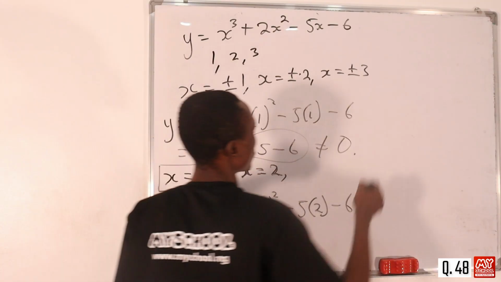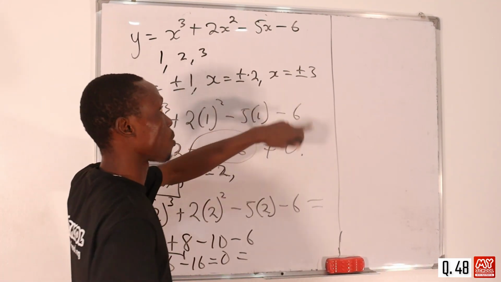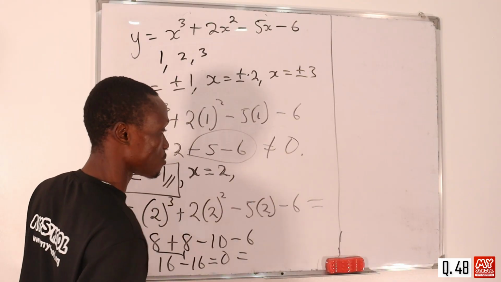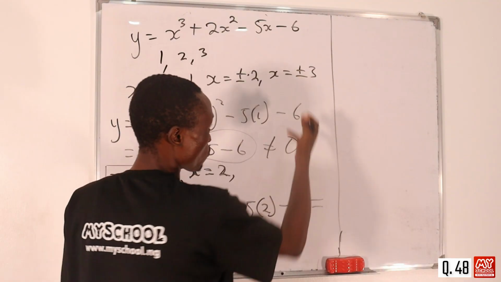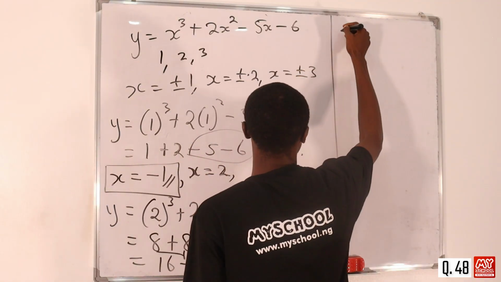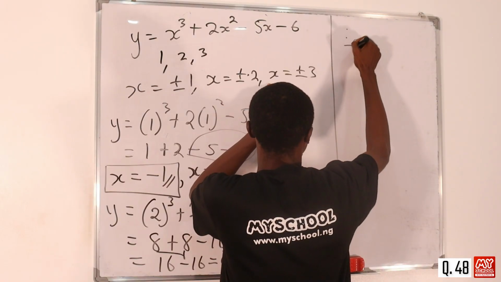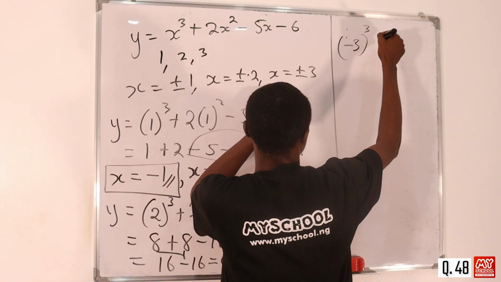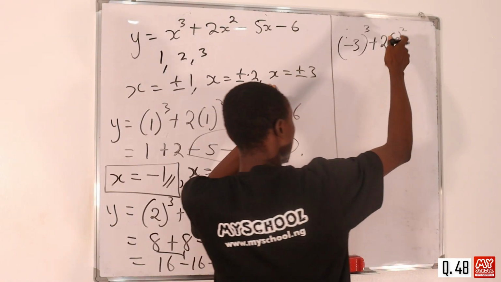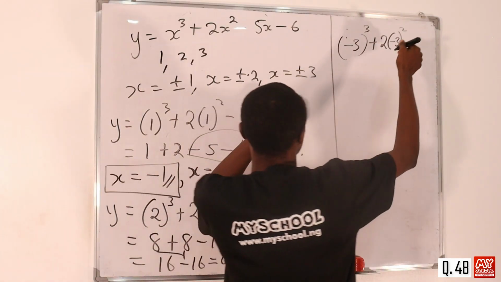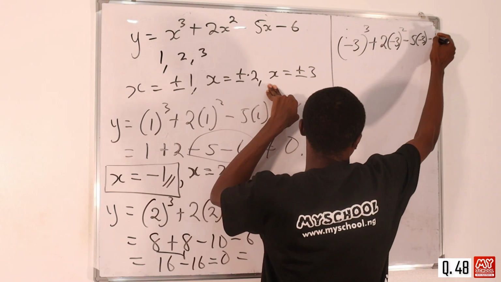So let's go for the third one. So the third one, we'll be using the positive value of 3, or in this case, let's even try using the negative value, since for the first two we use the positive value. So let's try the negative value for the last one. So for the last one, we'll be having x, which is minus 3 raised to power 3, then plus 2 bracket minus 3 raised to power 2. So I'm using the negative value now. Then minus 5 bracket minus 3, then minus 6.